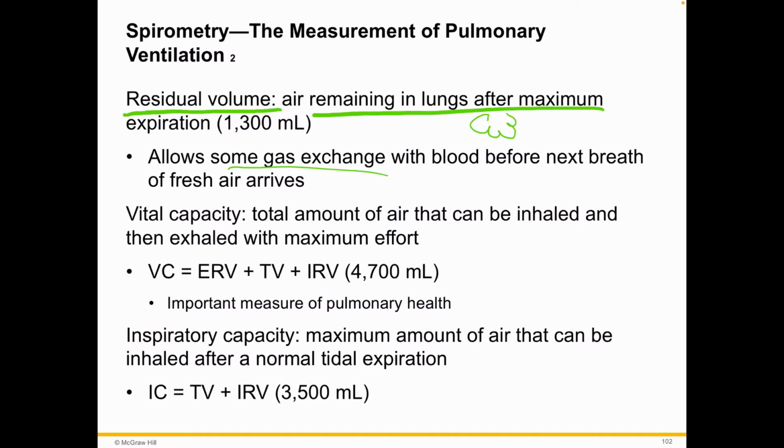You're waiting for your tidal volumes for that. There's vital capacity, the VC. That's the total amount of air that can be inhaled and then exhaled with total maximum effort. So here's vital capacity, expiratory reserve volume, tidal volume. Inspiratory reserve volume is going to be equal to this total max, on an average size, healthy individual.